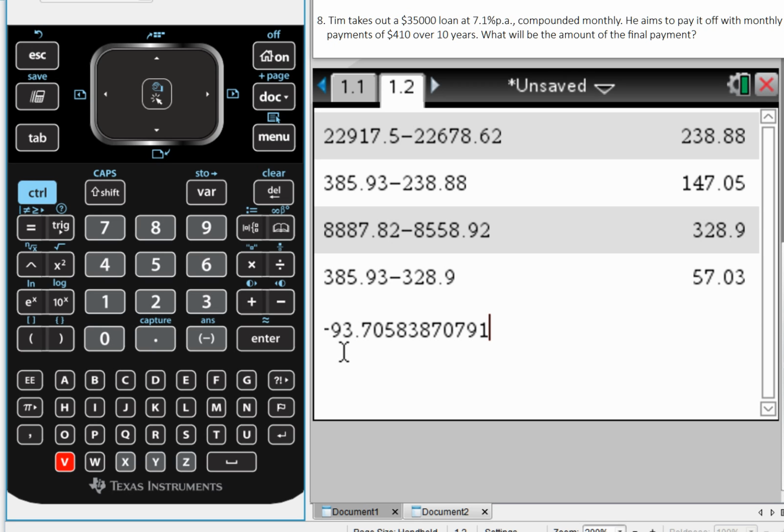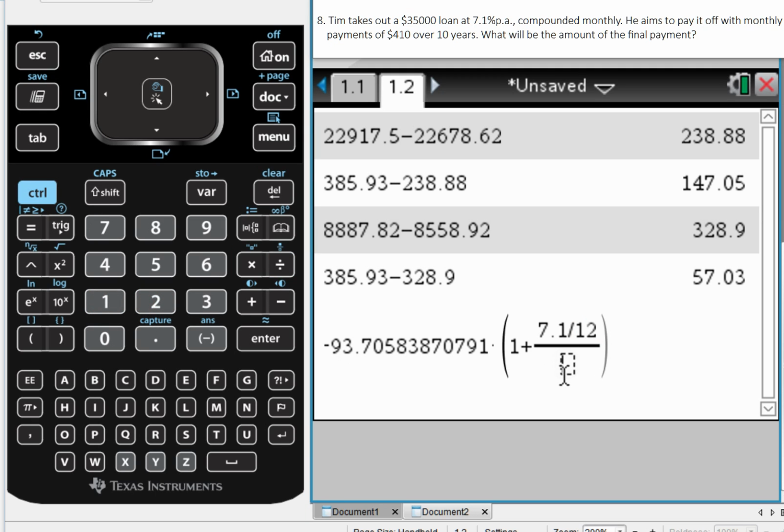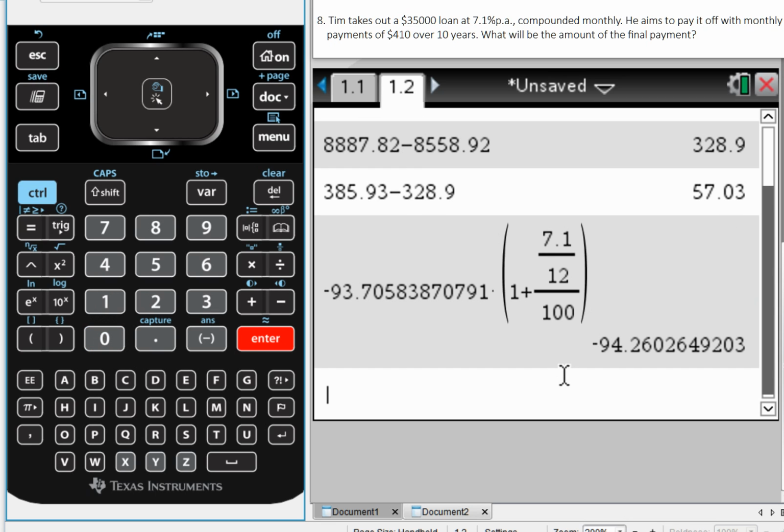paste it in, and we know that the amount he'll owe after 1 month of interest is that number times one plus, well, it's 7.1 over 12, that's my monthly interest rate, over 100. Press enter. So in that final payment, in that last month, Tim will still owe $94.26, which is considerably less than the $410 that he's paying the rest of the time.